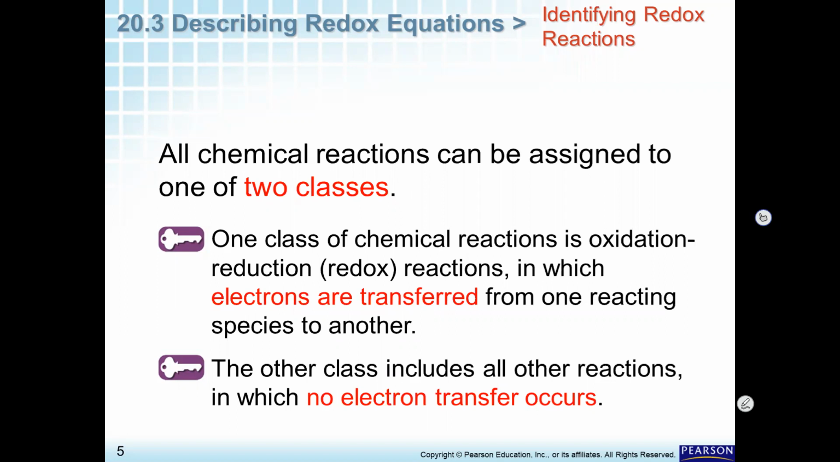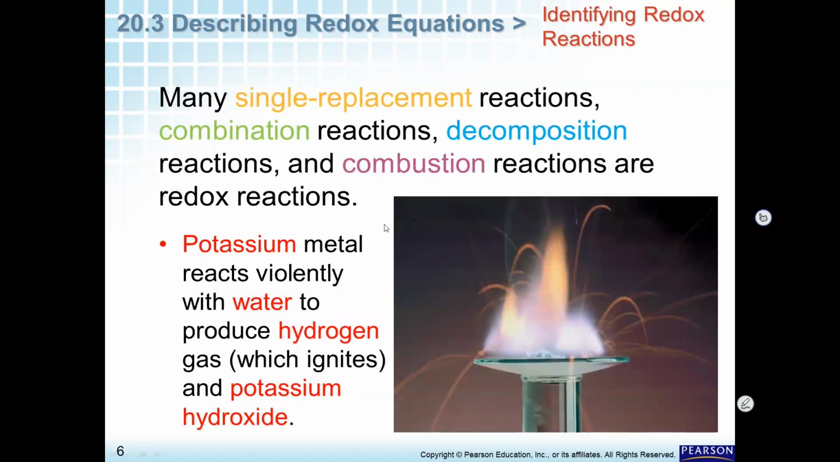Now, taking a look at the 5 types of reactions that we mentioned, you will find that single replacement, combination, decomposition, and combustion, these four all have change or transfer of electrons. So they are classified, in addition to being their type, also as redox reactions. The one which is left is the double replacement. Double replacement, and we add to it the acid base neutralization reaction.